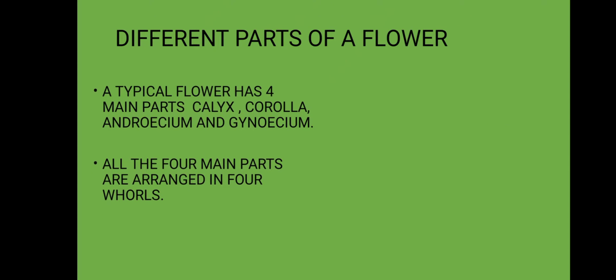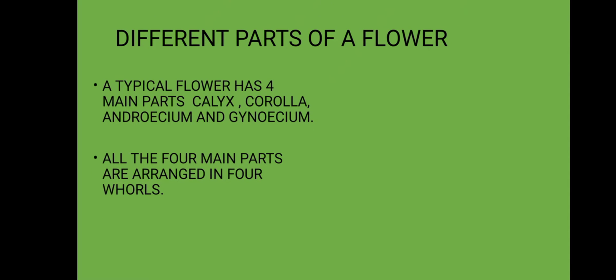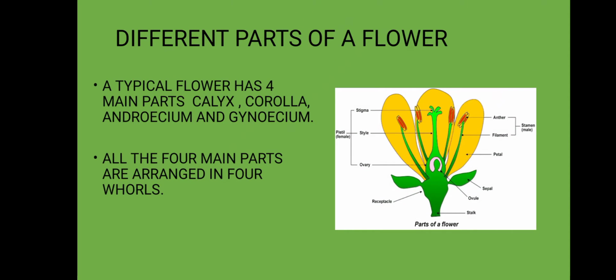Now, different parts of a flower. A typical flower has four main parts: calyx, corolla, androecium, gynoecium. All the four main parts are arranged in four whorls. You have the calyx or sepal, you have the petal, this one is the stamens or androecium, and this one is gynoecium or the pistil part of a flower.